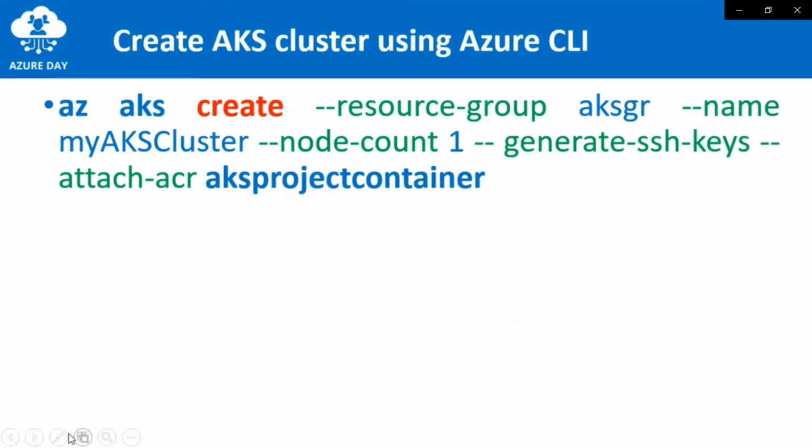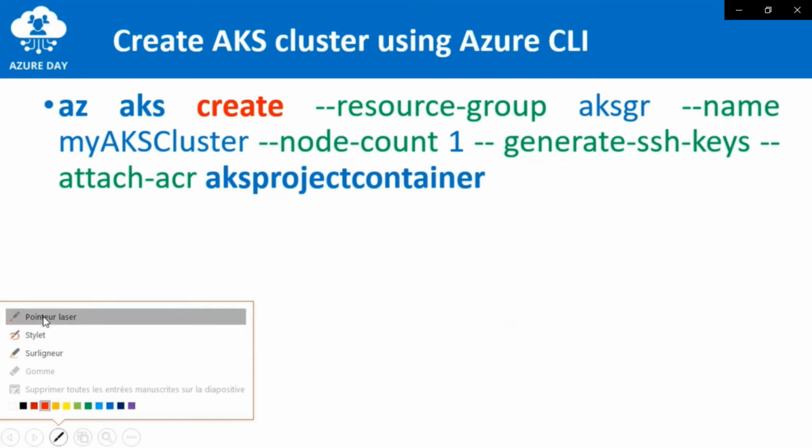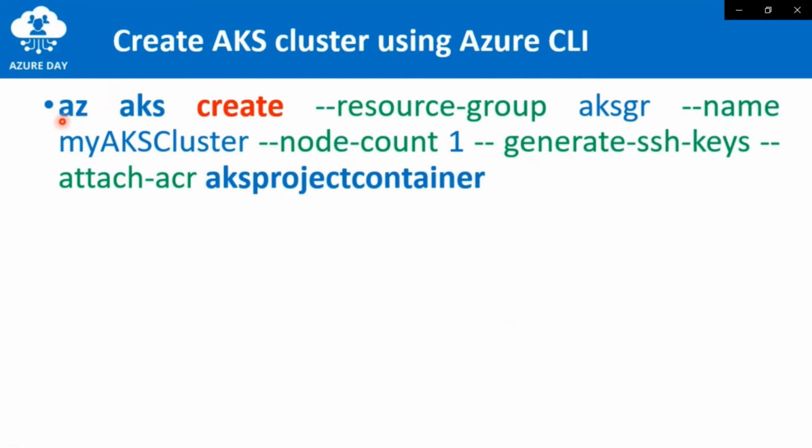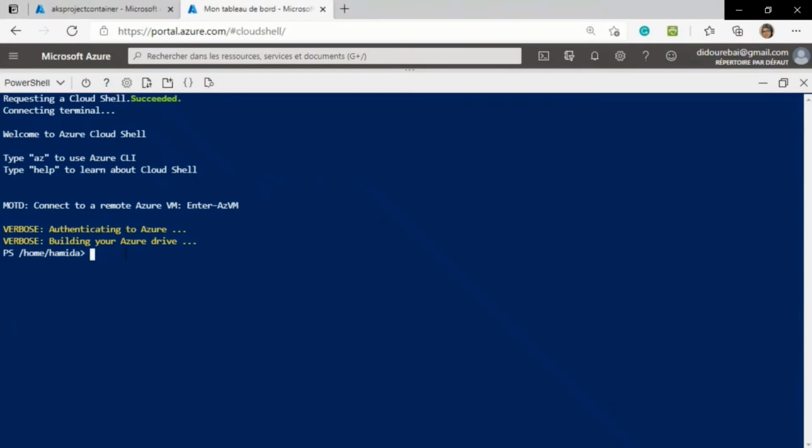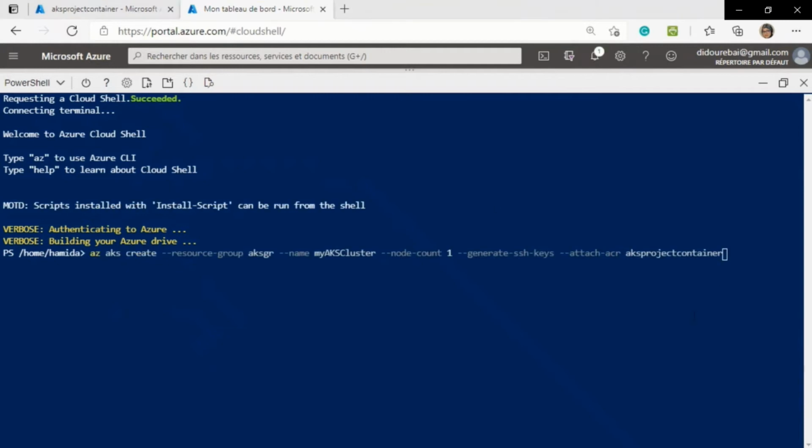So to do that, we can use az aks create. We need to give the name of the resource group, here AKS GR for example, the name of our cluster, the number of nodes, here 1 node, I don't need more, and we will attach our container registry. So it's the previous container registry that we already created. And I will just use that to create it.